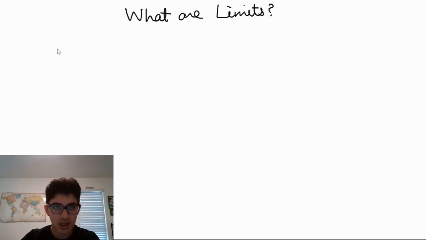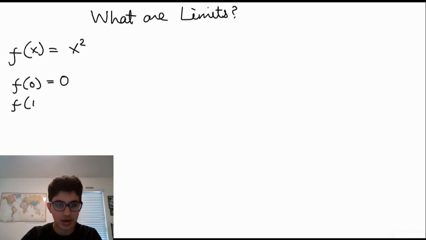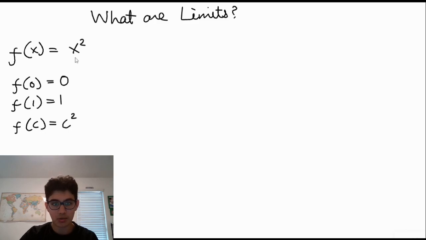Let's say that we've got the function f of x equals x squared. So, when we have f of x equals x squared, we know what f of 0 is, right? We know that this is equal to 0. We know f of 1 is equal to 1. We know f of c is equal to c squared for any c, right? And that works if c is in the domain of x, and every number is in the domain of x, right?